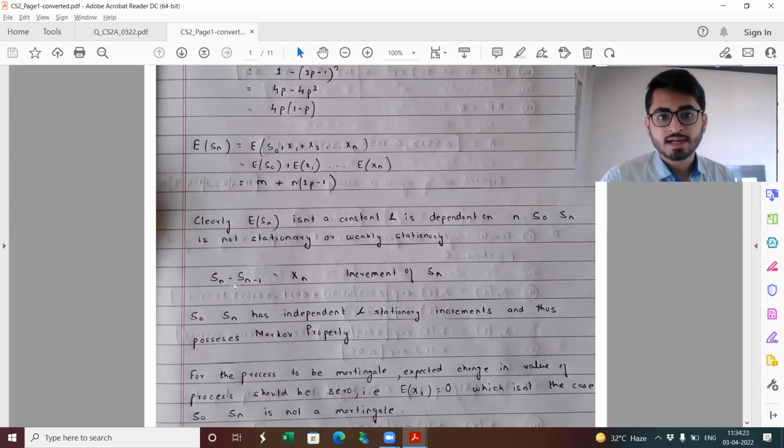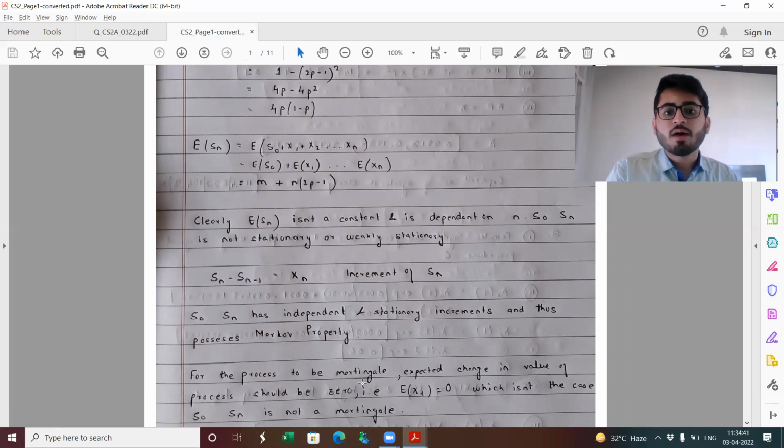So what we can say is that the increments of the process are independent as well as stationary, because obviously the distribution of Xn remains unchanged. And since the process has independent increments, therefore it will possess the Markov property as well.